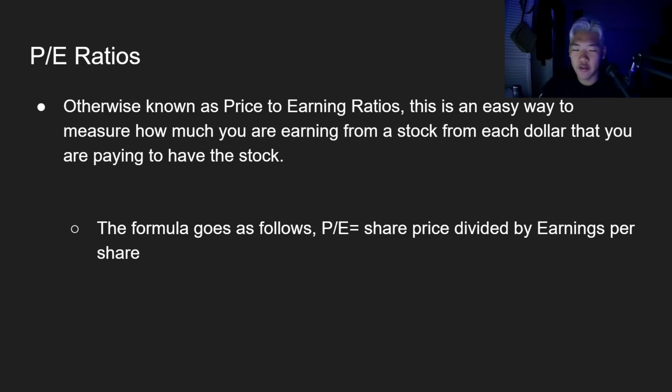And the formula to figure out P/E ratios for any investment is as follows: share price, meaning how much you're paying for the share, divided by earnings per share, which is easily calculated through the company's net profit divided by the number of outstanding shares. So this is a very simple ratio that everyone in the finance industry uses to be able to figure out how much they're earning for their investments.